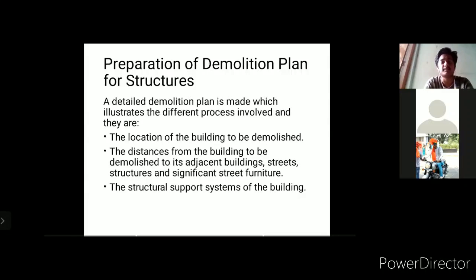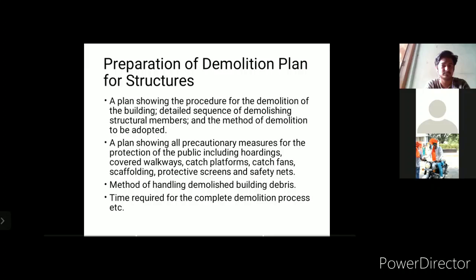Preparation. In the preparation of a demolition plan for structures, a detailed demolition plan is made which illustrates the different processes involved, and they are the location of the building to be demolished, the distance from the building to be demolished to its adjacent buildings, streets, structures and significant street furniture, and the structural support system of the building. So next is preparation of demolition plan for structures. So we have to prepare a plan for demolition of structures.